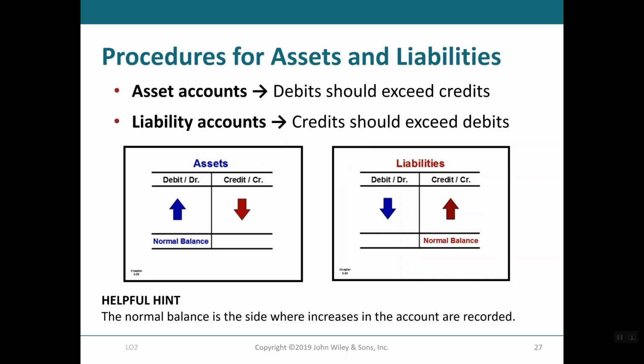All right, so procedures for assets and liabilities. Asset account, debit should exceed credits. So for all your asset accounts, your debit should always exceed credits. For your liability accounts, credits should always exceed debits. Invariably, we are saying that the normal balance for an asset account is what? A debit balance. And the normal balance for a liability account should be a credit balance.